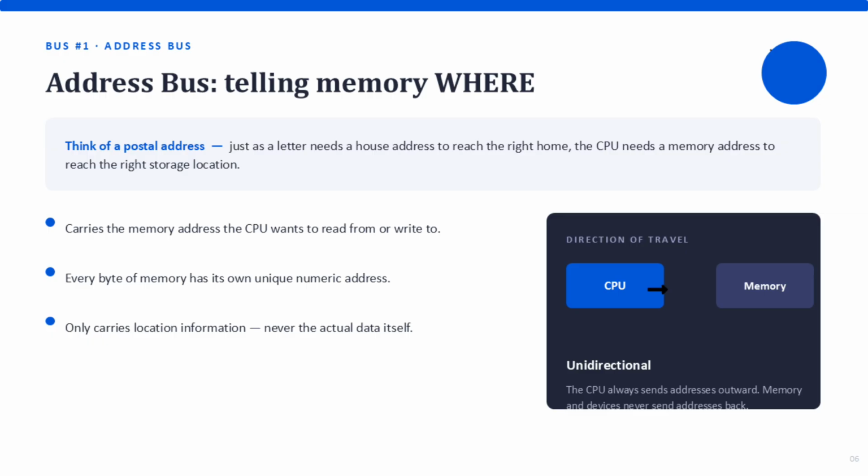So whenever you hear address bus, immediately remember three key ideas. It carries addresses only. It tells memory where to read or write. It always travels from the CPU to memory or devices, making it unidirectional. In the next slide, we will go one step deeper and discover how the width of the address bus determines the maximum amount of memory a processor can directly access.